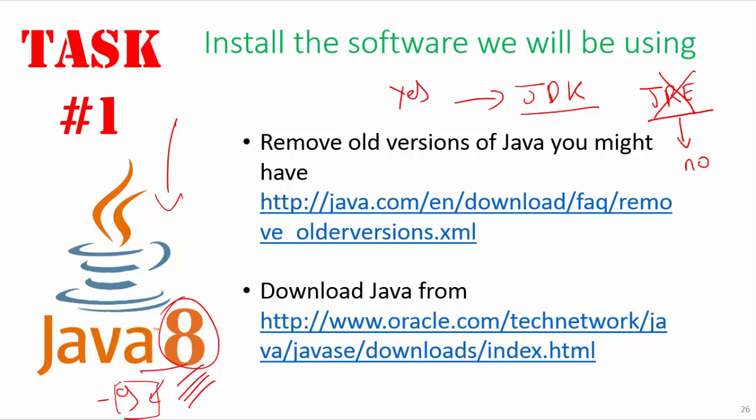So before you even install Java, I really suggest that you clean up your system, because this is a source of a lot of problems. So here's a link from java.com that's going to allow you to detect all the old versions of Java you might have. It will help you remove them, make space, so that then you can go here and download the JDK 8 from Java and install it on your machine.